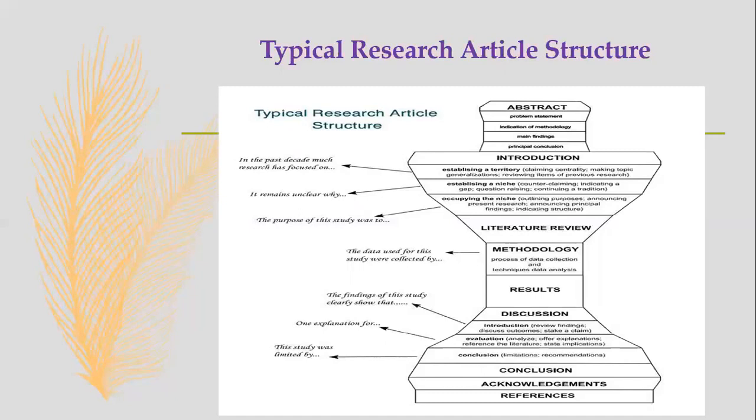Now, if you look at this typical structure of the research article, what you find here is that we can divide the entire research paper broadly into these particular categories. The categories are the abstract, introduction, literature review, methodology, results, discussion, conclusion, acknowledgments, and references.